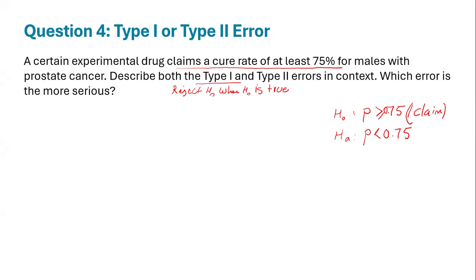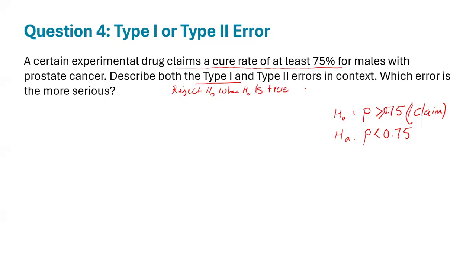When the null is true, meaning the cure rate is at least 75%, but I'm rejecting that, so I reject the claim. I say that the cure rate is less than 75% when in fact it is more than 75%.